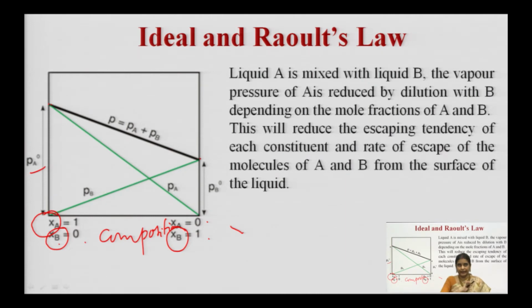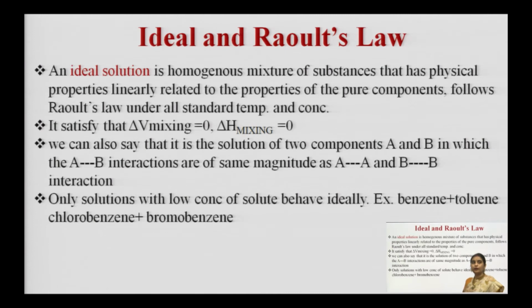So, here we can write that this represents the partial pressure of A, and this represents the partial pressure of B. So, the total vapor pressure is equal to P A plus P B. This Raoult's law is applicable only for ideal solution. So, first we will see what we understand by an ideal solution.